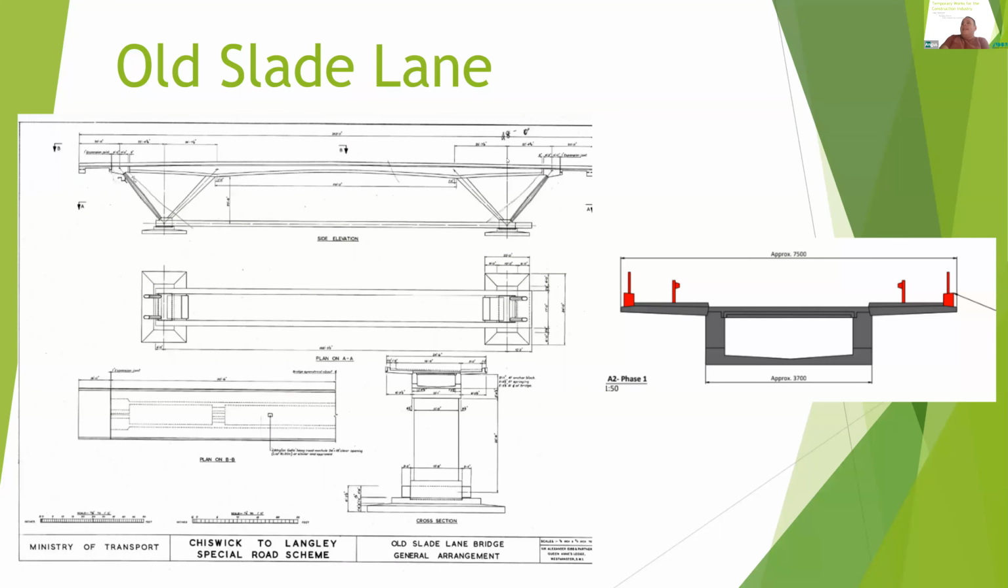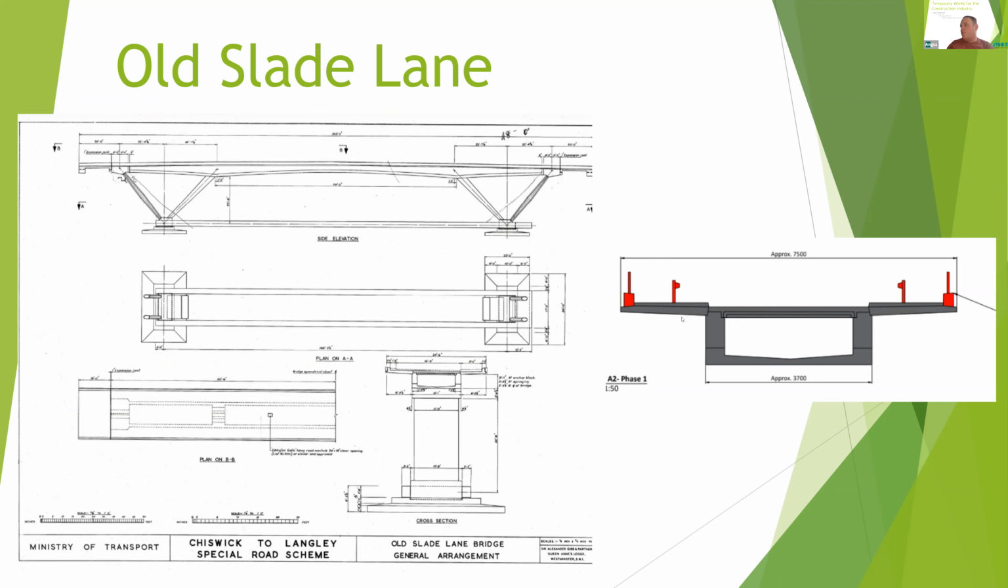Another one, Old Slade Lane. A bit of an unusual bridge, this one. A lot of post-tensioning going on with this structure. So the main deck is post-tensioned across here. It also had post-tension backspan and support, and the piece that goes under the road and connects the two foundations together was also post-tension. So it had a right mixture of bits and pieces on this job.